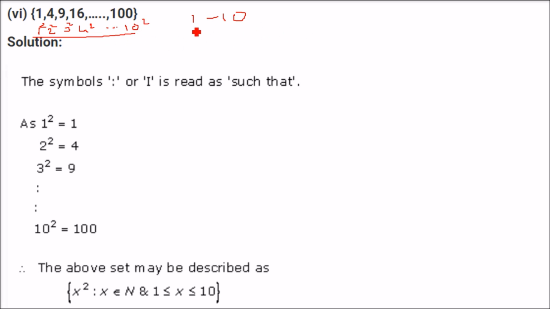So what we are going to do, and these are squares also. So we have x square. This x is a natural number. X belongs to natural numbers. And we have to restrict it from 1 to 10 because it is going from 1 to 10 only. So x is between 1 and 10. It is greater than or equal to 1 and less than or equal to 10. So this is the set.